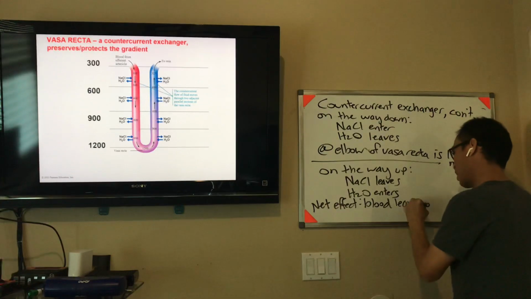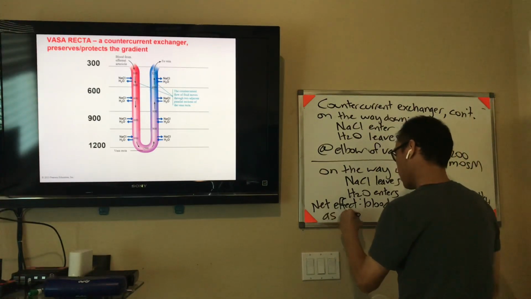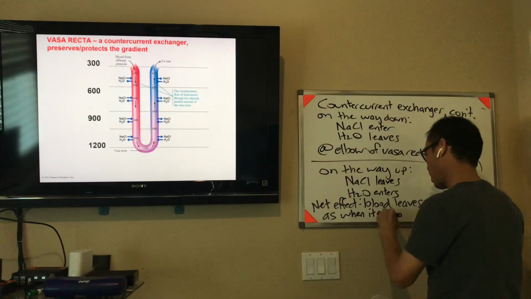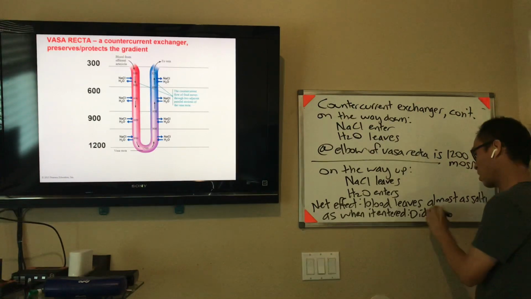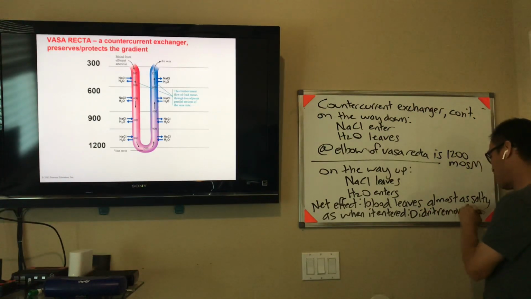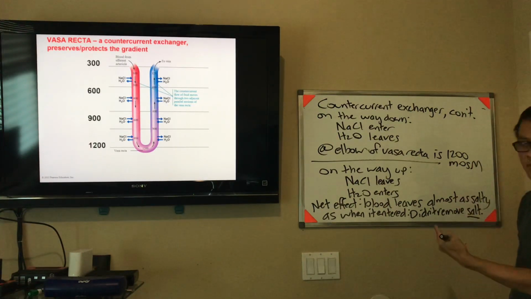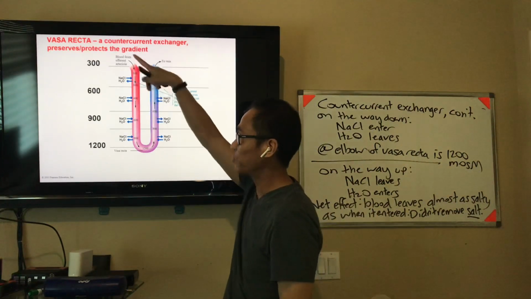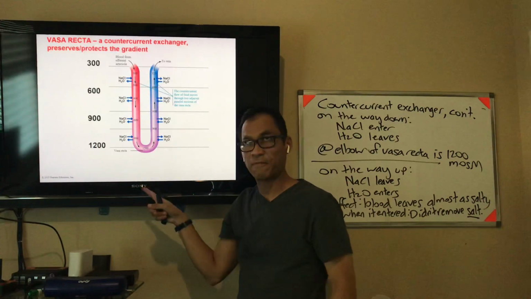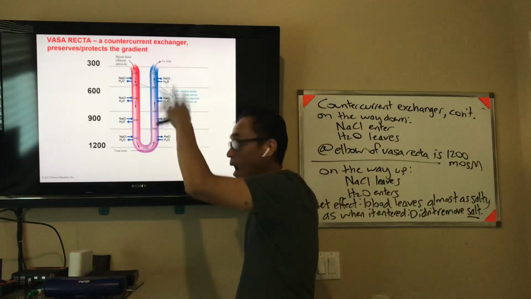Blood leaves almost as salty as when it entered. You didn't remove salt. That's the point. So therefore, you've protected the gradient, okay, because you didn't remove salt. Imagine if this wasn't a hairpin loop. It just flowed straight through the pyramid. It would take that salt away. It'd wash it out, okay?